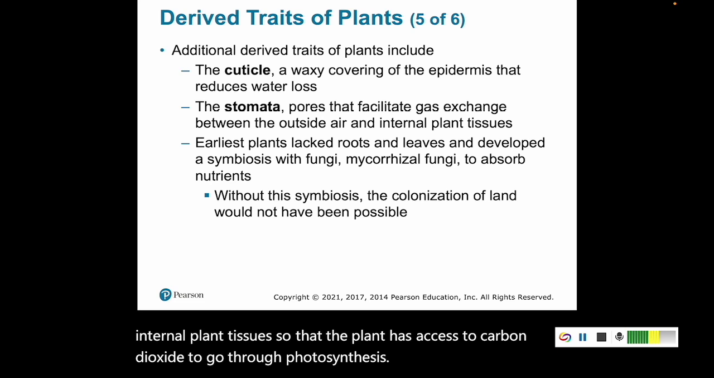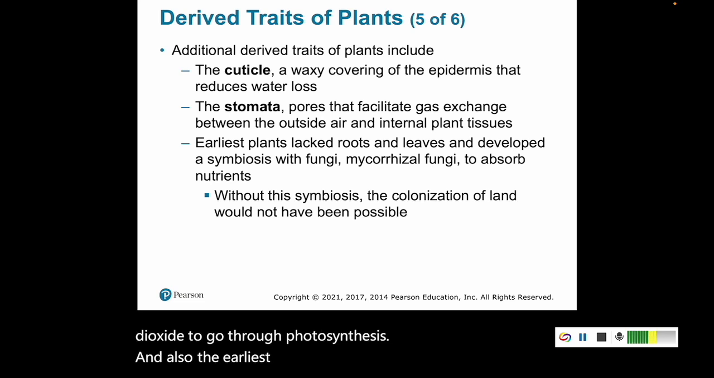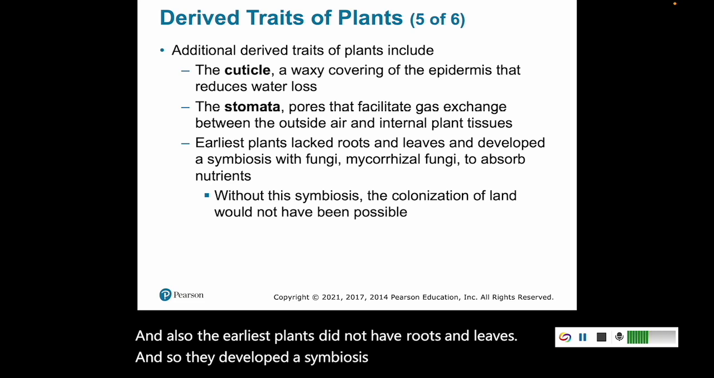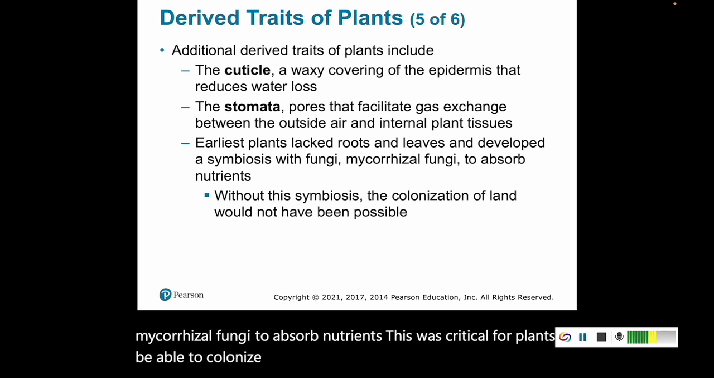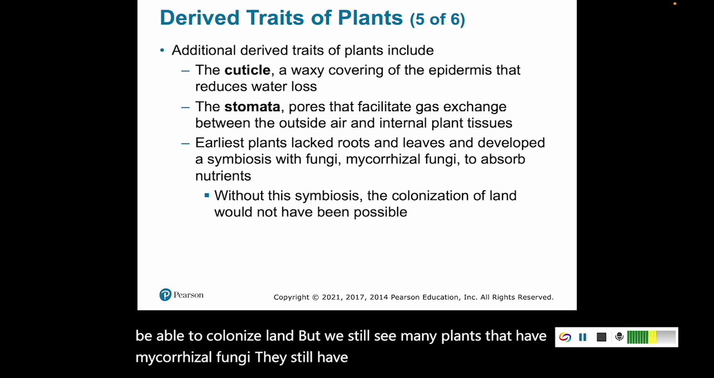And also the earliest plants did not have roots and leaves, and they developed a symbiosis with fungi. This is called mycorrhizal fungi, which helped them absorb nutrients. This was critical for plants to be able to colonize land. But we still see many plants that have mycorrhizal fungi. They still have this association today.